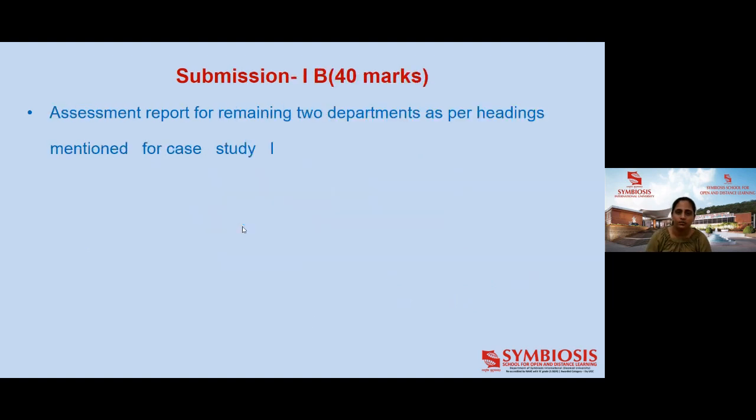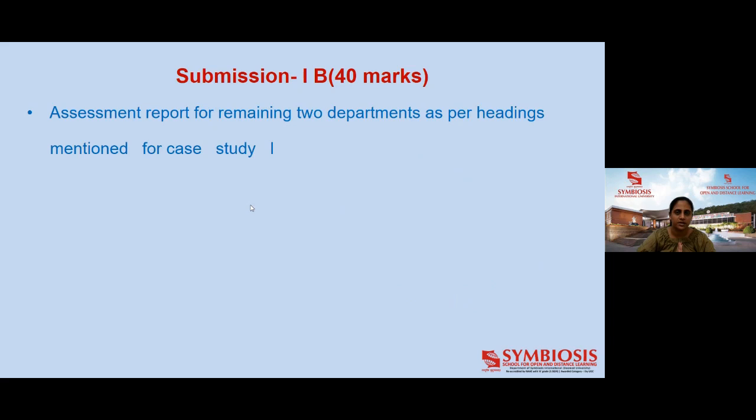Now in B, what you have to do. In submission 1A, you saw there is one answer on patient safety strategies and another on details of the hospital, and you have to submit one department. Now in 1B, you have to write the assessment report for the remaining 2 departments as per the headings mentioned for case study 1. In case study 1, you have written one department's details. Now in 1B, you just have to carry that forward and complete whatever departments remain.